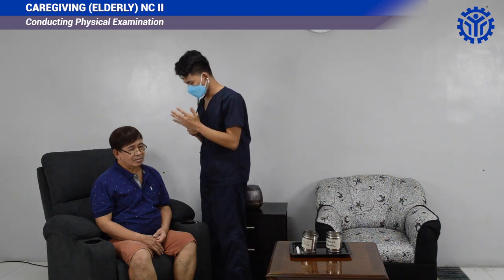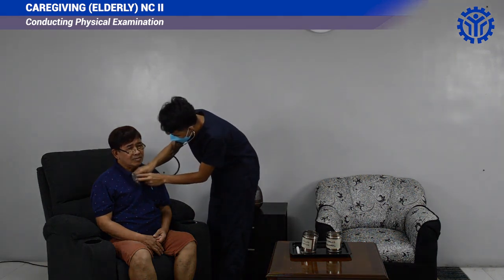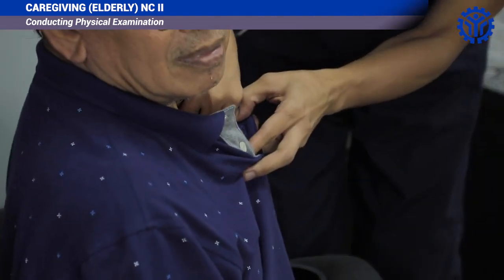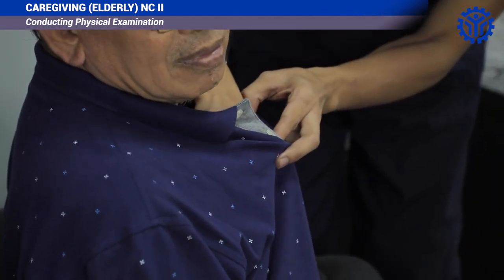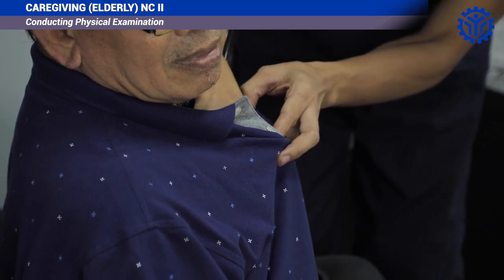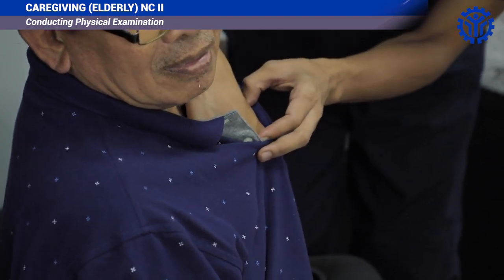Use the diaphragm to pick up high-pitched sounds, such as the first and second heart sounds. Hold the diaphragm firmly against the client's skin, using enough pressure to leave a slight ring on the skin afterward.